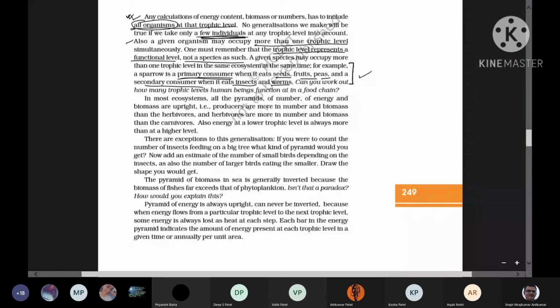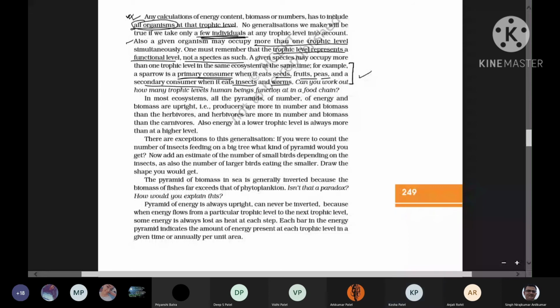Okay, all right. Okay, from here you start reading. In most ecosystems, all the pyramids of number, of energy, and of biomass are upright. That is, producers are more in number and biomass than the herbivores, and the herbivores are more in number and biomass than the carnivores. Also, energy at a lower trophic level is always more than at a higher level.